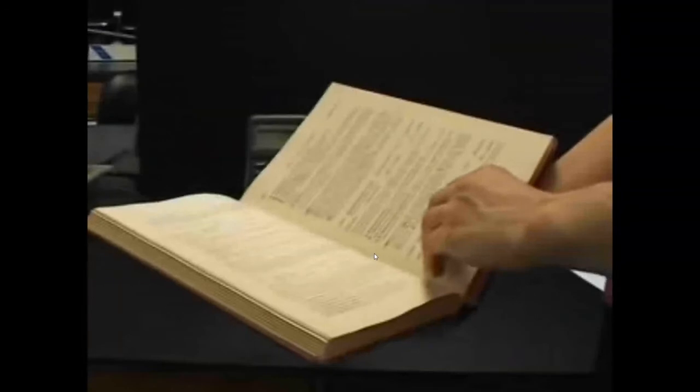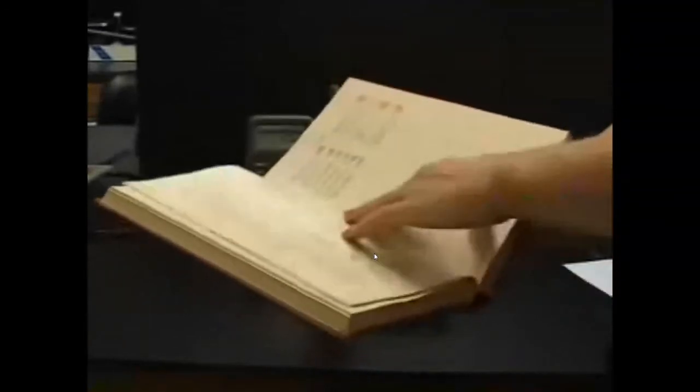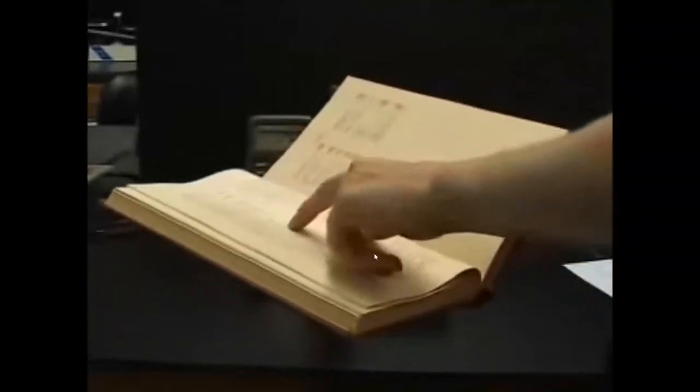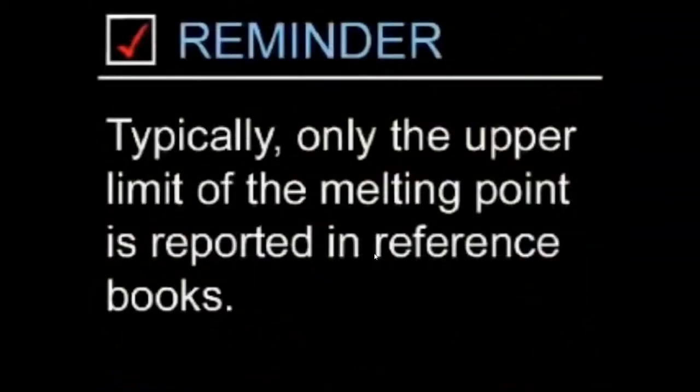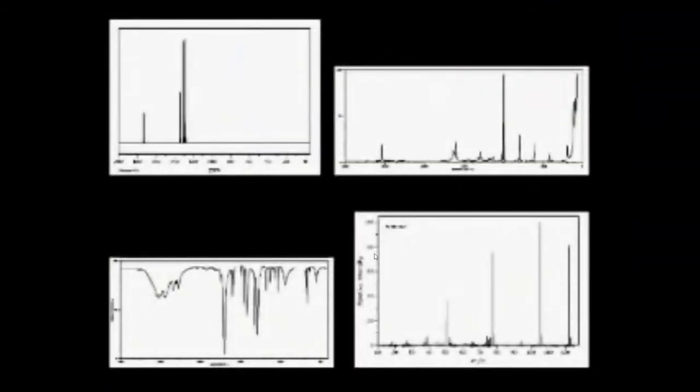most likely impure. Another common application of melting point is the identification of an unknown crystalline solid. To identify a solid, simply compare the melting point of the unknown with the melting points of known compounds that are listed in a reference book. Typically, just the upper limit is reported in these reference books. When combined with other spectroscopic data, you may be able to identify your compound.